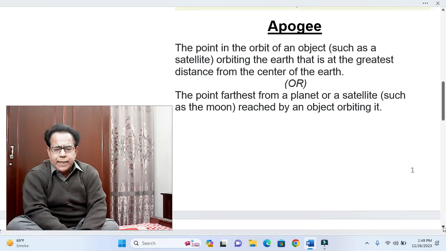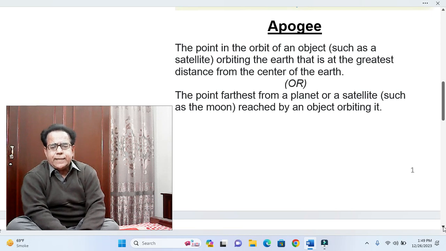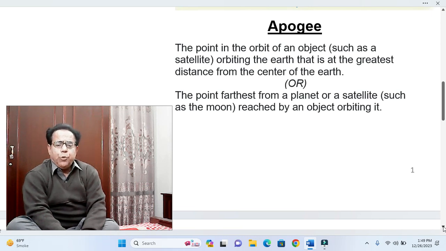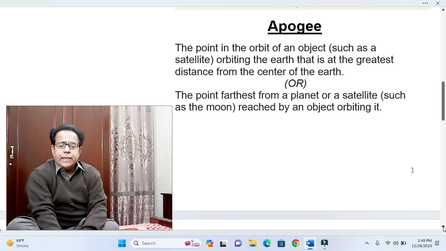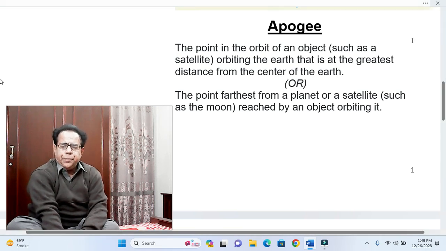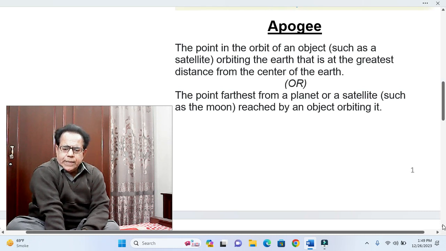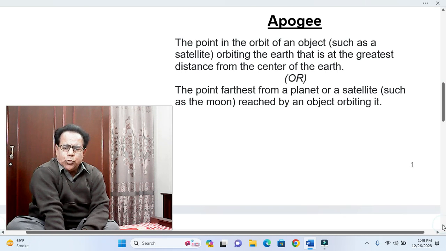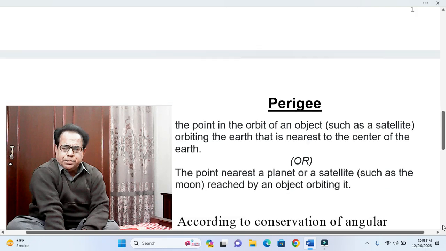Apogee is the point in the orbit of an object, such as a satellite orbiting the Earth, that is at the greatest distance from the center of the Earth, or the point farthest from a planet or a satellite, such as the moon, reached by an object orbiting it. Okay, so the meaning of this term has been included in this problem.